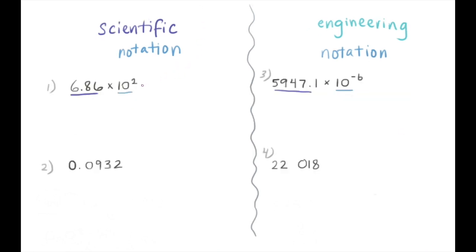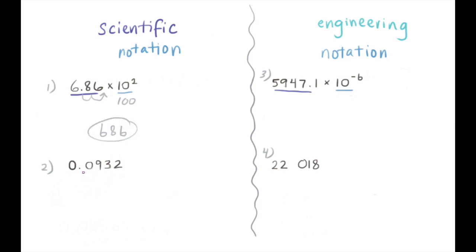Let's look at some examples. For the first one, we want to turn it into regular number form. So I multiply 6.86 times 100, or 10 to the power of 2. So we move the decimal place 2 spots to the right, giving us 686.